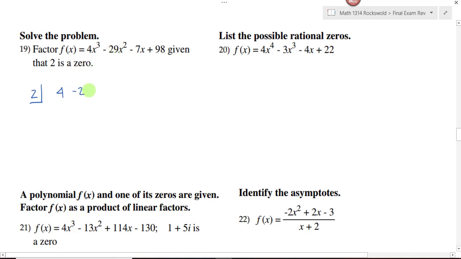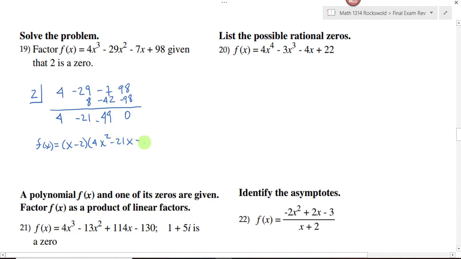So that's 4, minus 29, minus 7, and 98. Do y'all remember doing synthetic division? So I drop the 4 down. 2 times 4 is 8, and that's going to give me a -21. 2 times -21 is -42. And -42 plus -7 is -49. And -49 times 2 is -98, and -98 plus 98 is 0. So that means that my function can be written as x minus 2 times 4x squared minus 21x minus 49.